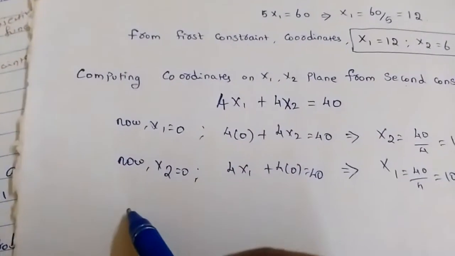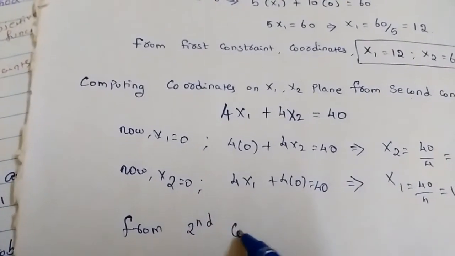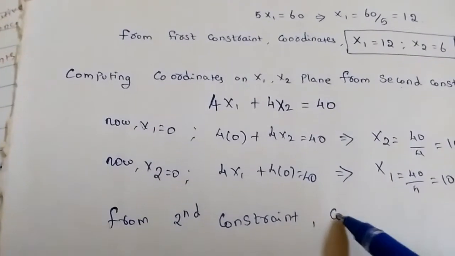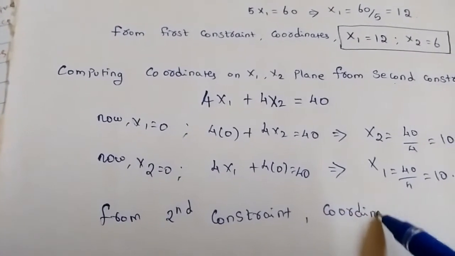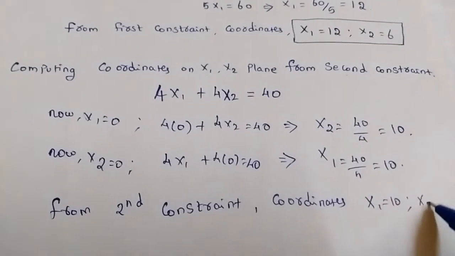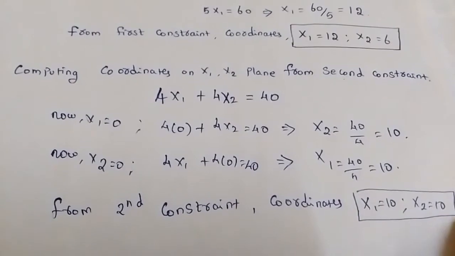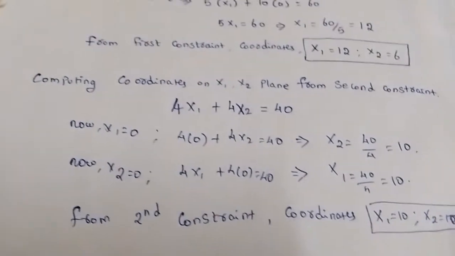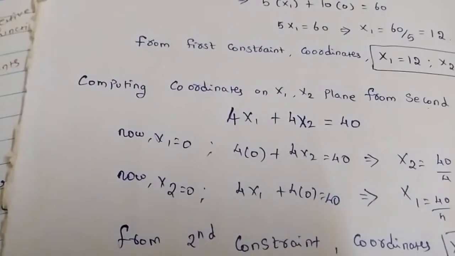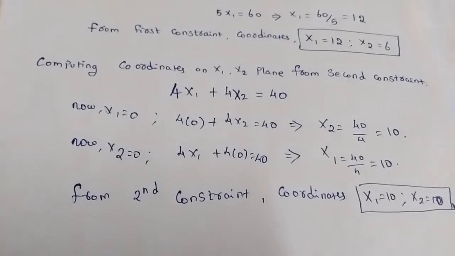So from the second constraint, what values did we get? Coordinates x1 equal to 10, x2 equal to 10. So the first step is completed. Completed the first step of finding coordinates from the first and second constraint. Now we are going to plot the graph.